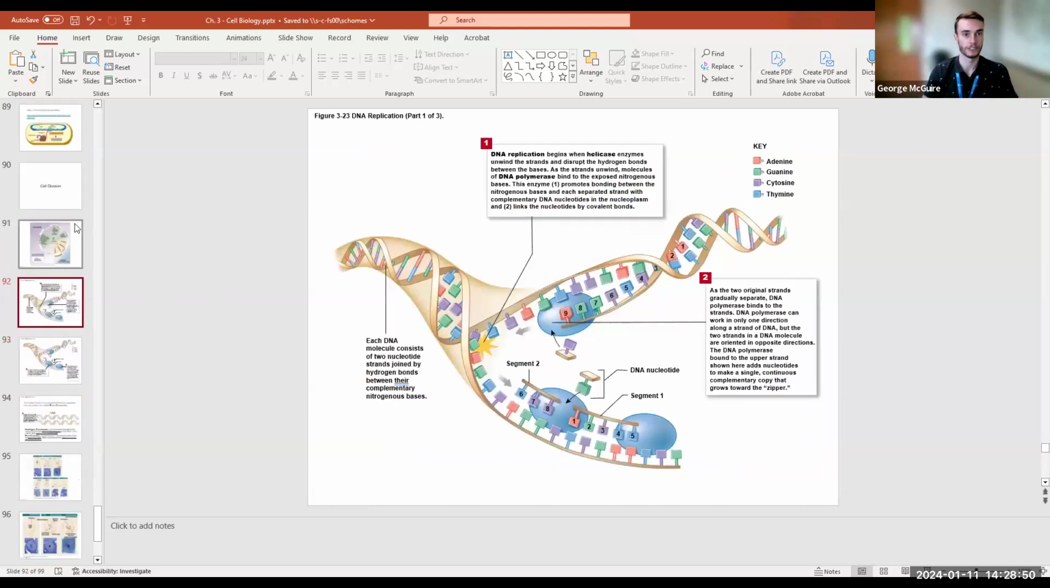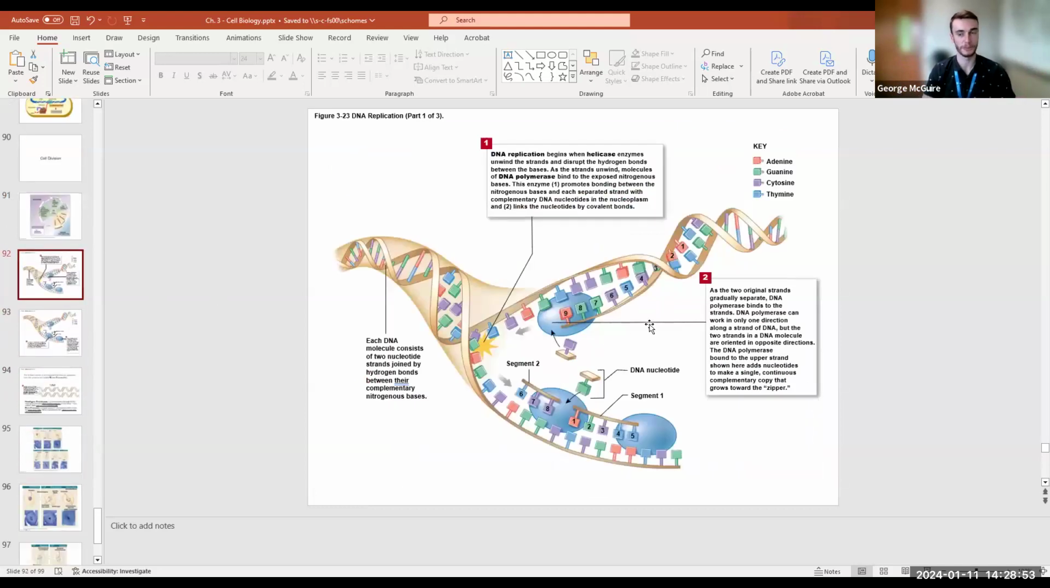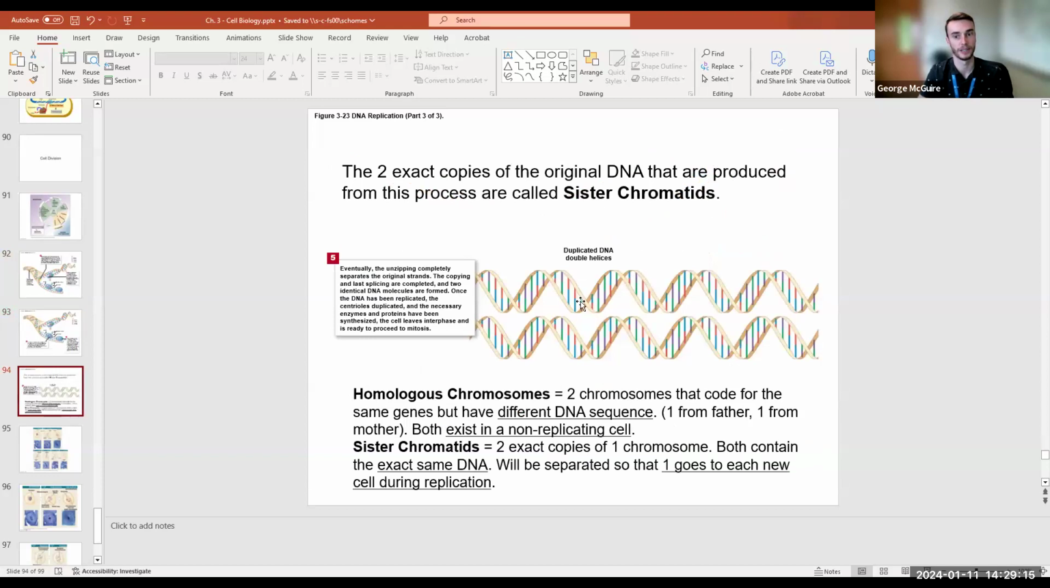So similar to what I was talking about with transcription and translation, I'm not asking you to memorize the individual proteins and necessarily the full process here, but you should recognize that the original double-stranded helix is being unzipped, and one of the original strands is going to be used to make each of our new copies. So it gets unzipped, and each strand is used to make a new one. And so by the end of the process, we now have two exact copies of what we started with. And those, again, are referred to as sister chromatids.